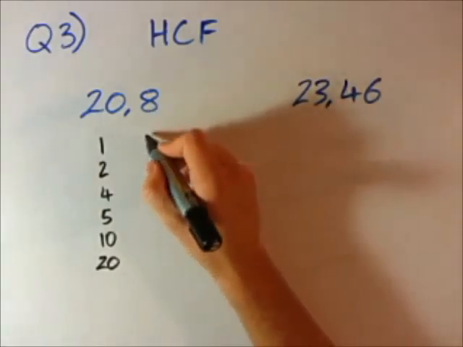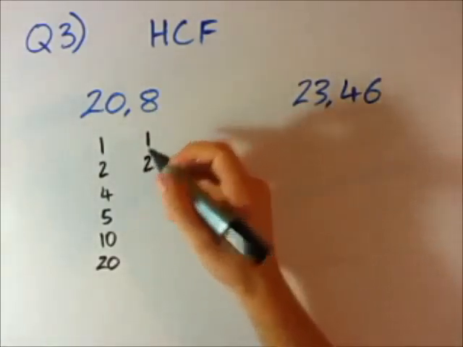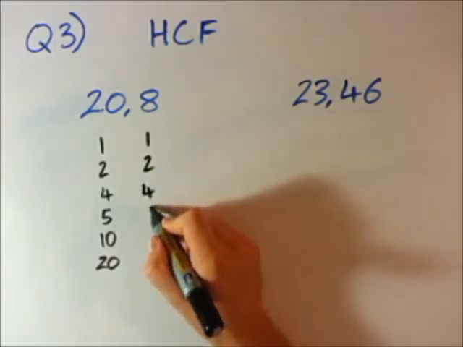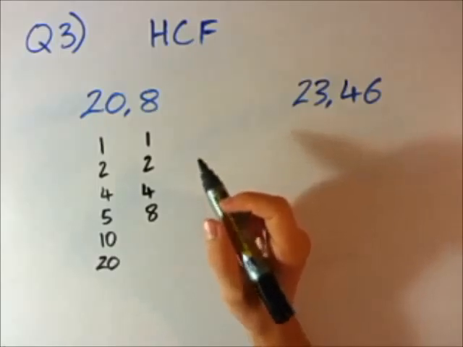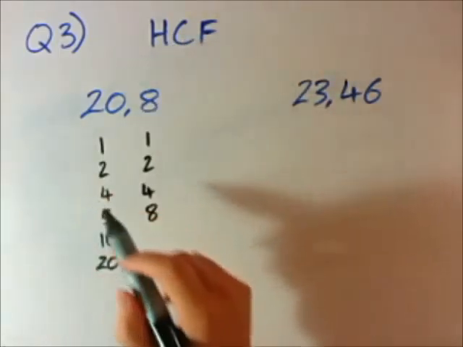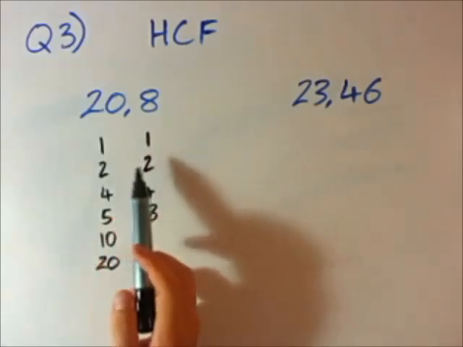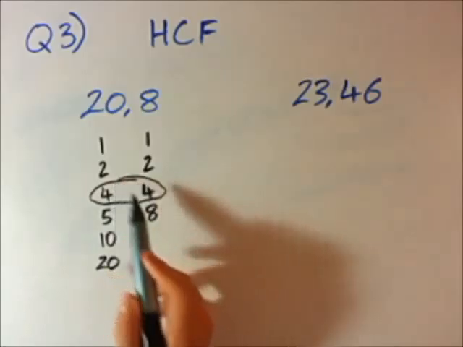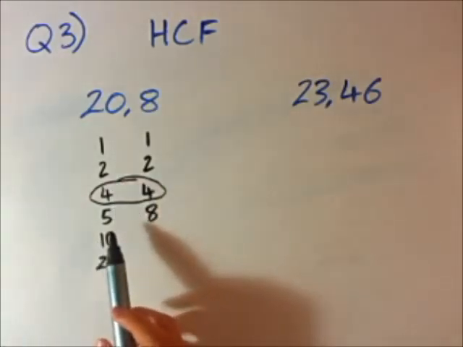Now let's look at 8. 1 goes into 8. 2 goes into 8. 4 goes into 8. 4 times 2 is 8. And 8 goes into 8. So I've written out all the factors, and now I've got to find the highest factor which is common to both. So 1 is common to both, 2 is common to both, but 4 is the highest factor common.